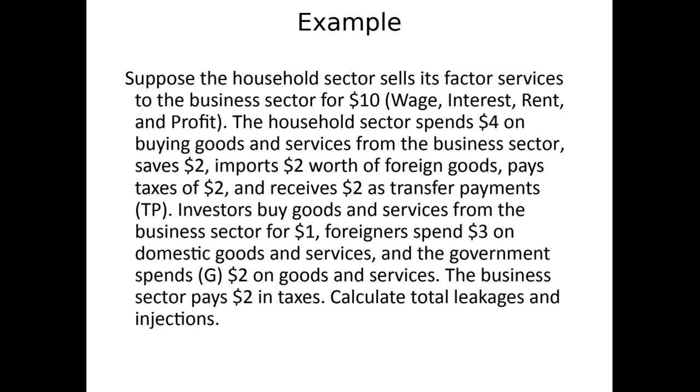The household sector spends $4 on buying goods and services from the business sector. This is consumption expenditure, or consumption spending, $4. It saves $2. So this sector is saving $2. It imports $2 worth of foreign goods. It pays taxes of $2 and receives $2 as transfer payments.